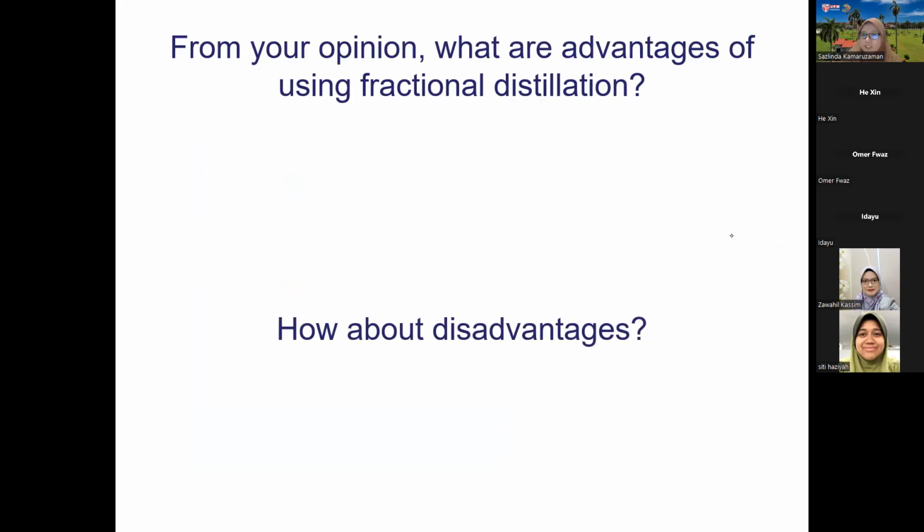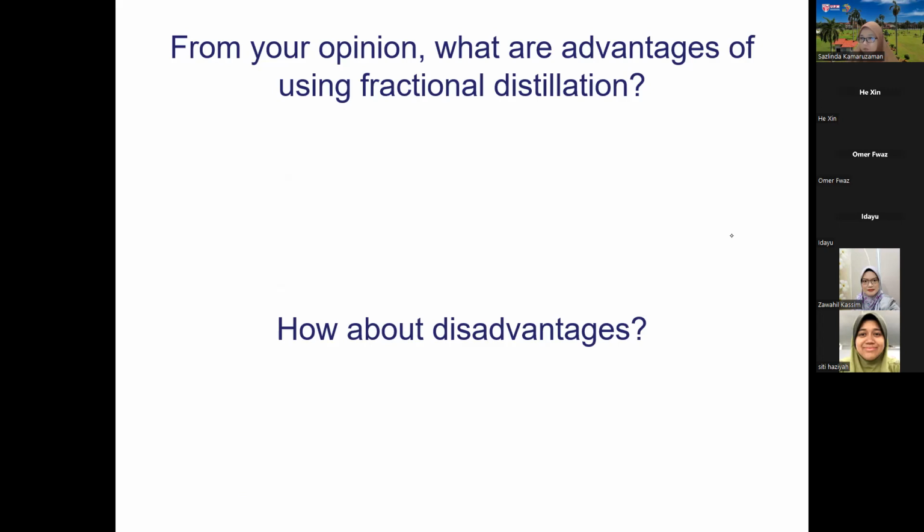From your opinion, what are the advantages of using fractional distillation? Because we only learned about simple distillation previously. If we compare, what is the difference between simple distillation and fractional distillation? Do you have any idea? Yes, Ida? We can separate substances, the solvents, that have quite similar boiling points.